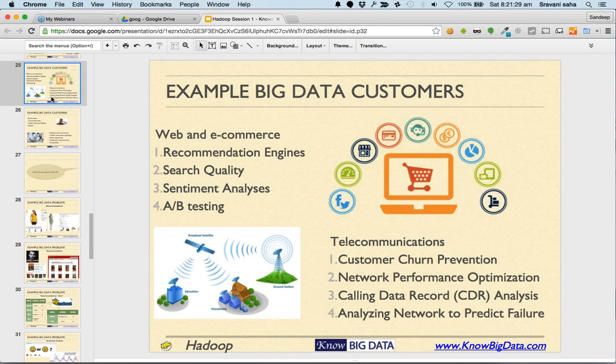Also, network performance optimization is another use case. Third is the calling data record analysis, and then analyzing the network to predict failure. When we talk about telecommunications, even a very simple thing is a big data problem. I'll give you a very small example.